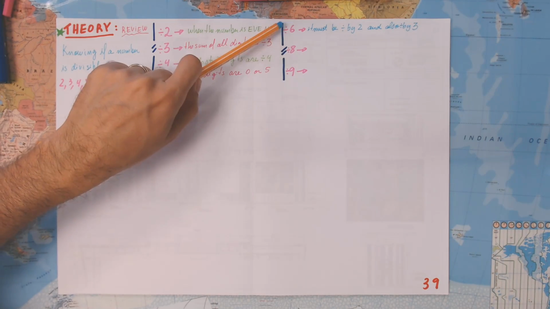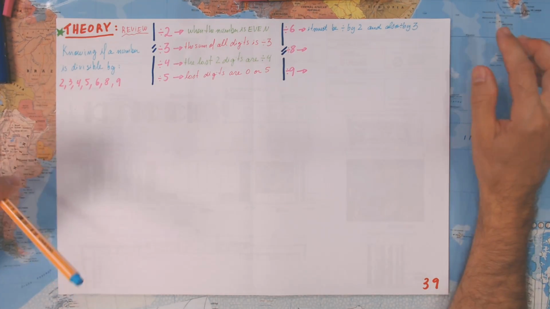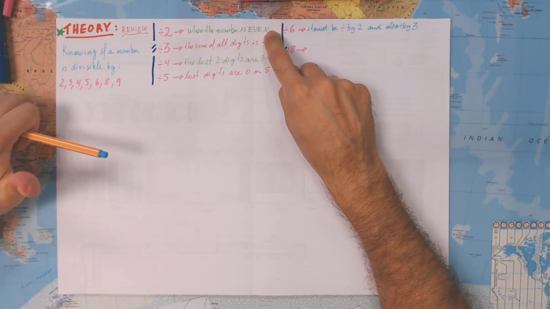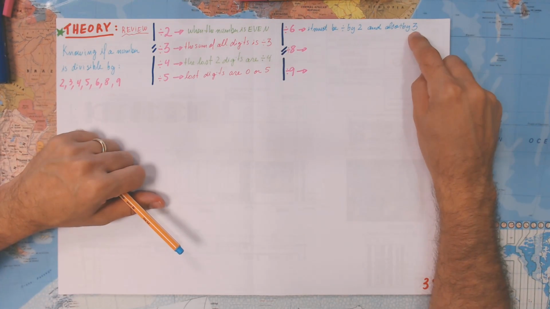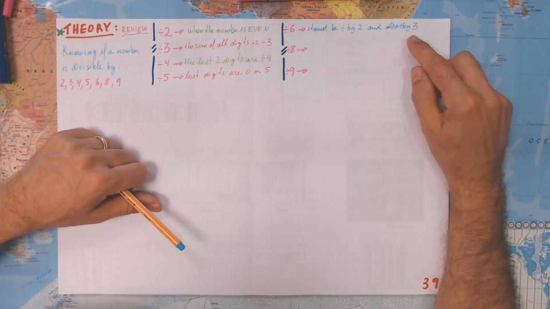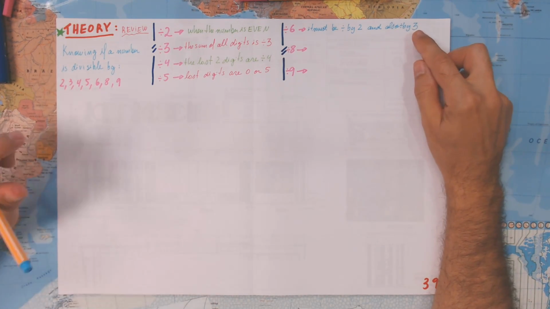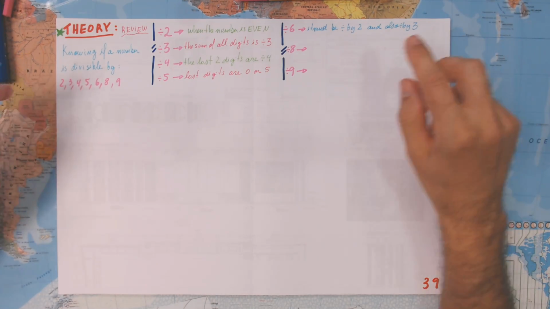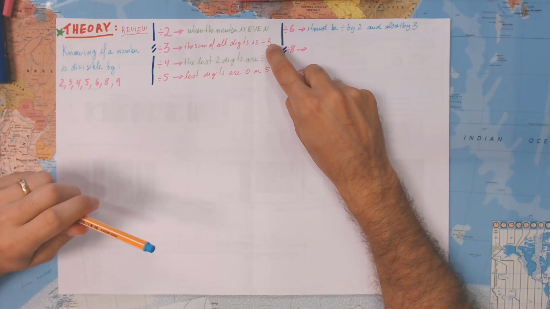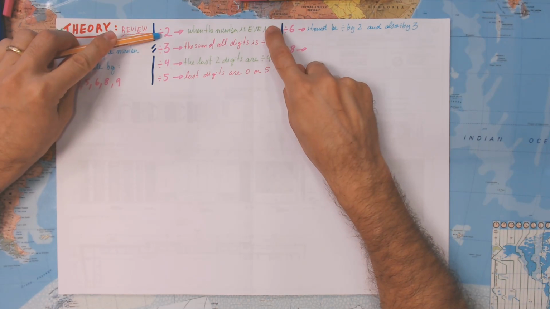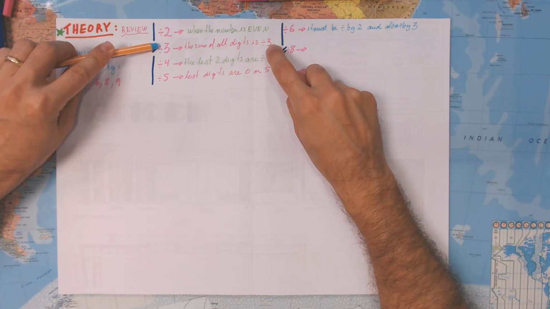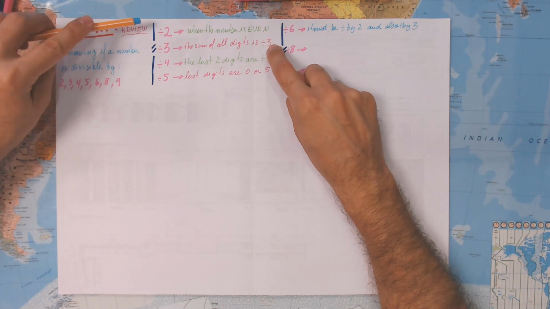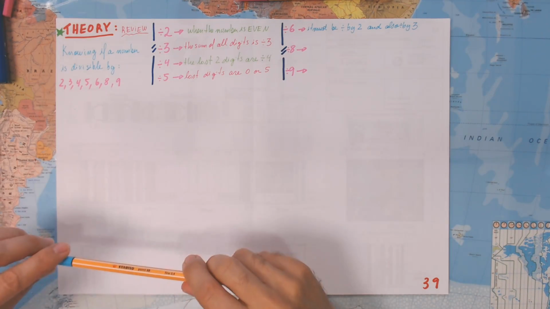For instance, if we take 96, okay? 96 is even, good. And 96 is also divisible by 3. Why? Because if we sum 9 and 6, it is 15, and 15 is a multiple of 3. So it is divisible by 2 because it's even, and it's divisible by 3 because if we add 9 and 6, it is 15, and this is divisible by 3. If it's divisible by 2 and 3, then it is divisible by 6.